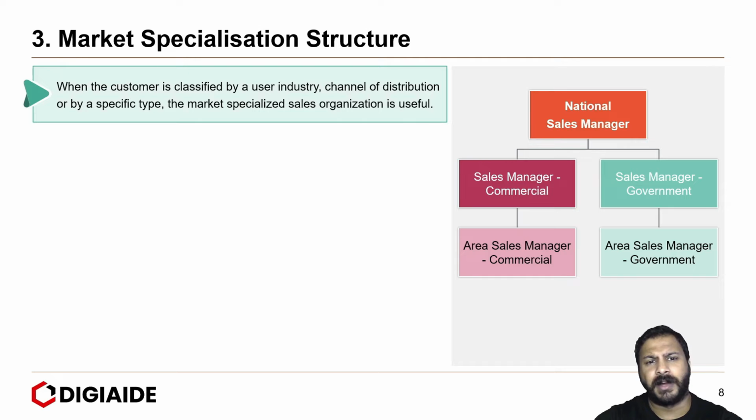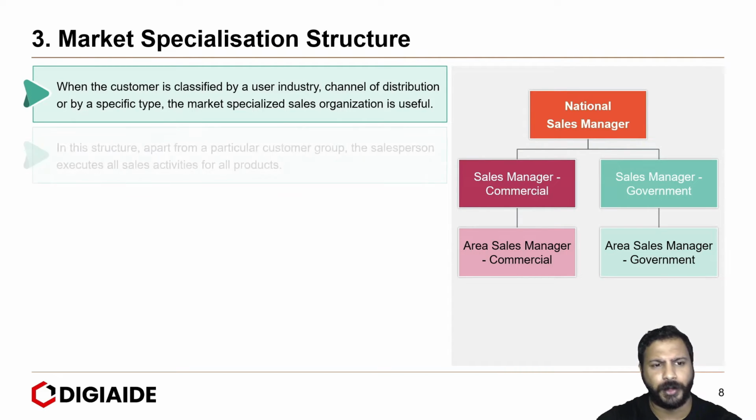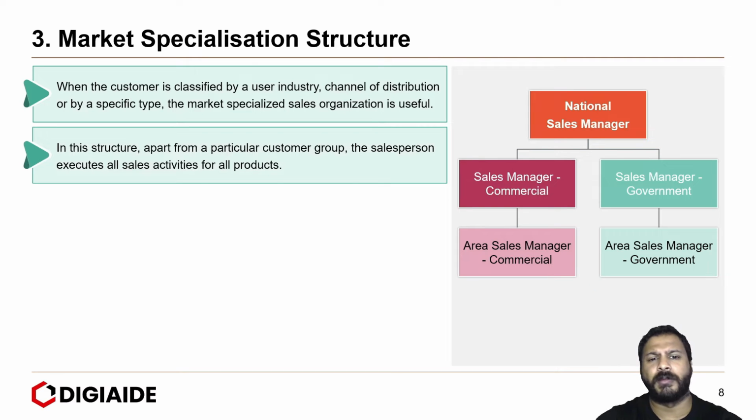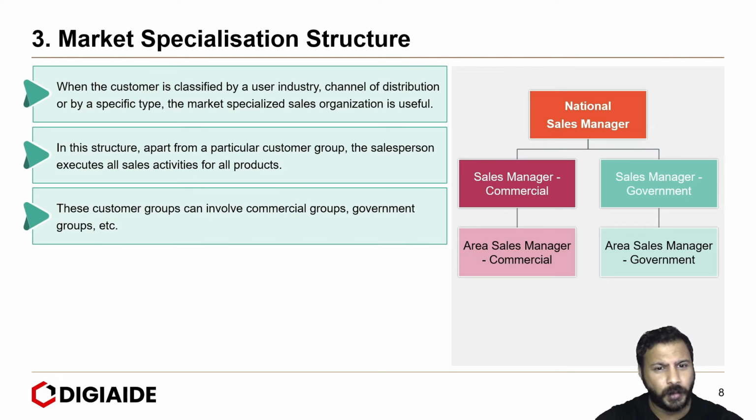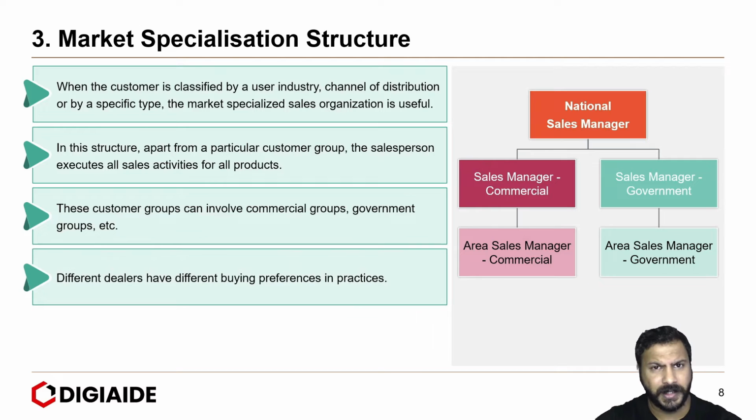When the customer is classified by a user industry, channel of distribution, or a specific type, the market specialized sales organization is useful. In this structure, apart from a particular customer group, the salesperson executes all activities for all products. The customer groups can be, as you can witness in the diagram, commercial customers, government customers, or B2C customers. Different dealers have different buying preferences and practices.